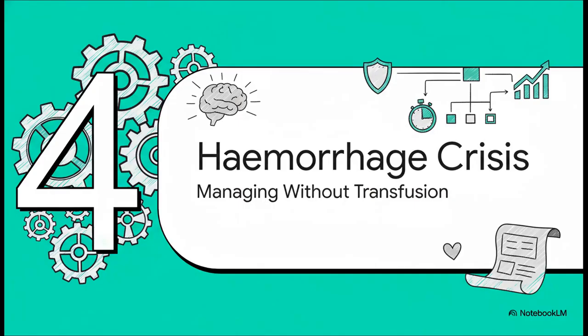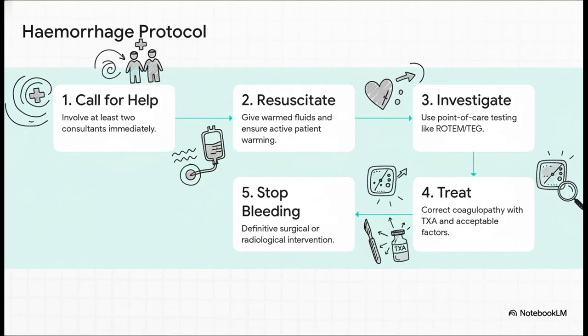Okay, deep breaths. This is the scenario we all hope never happens, but we absolutely have to be ready for it. This is where a calm, systematic response based on a pre-agreed crisis plan is non-negotiable. It's the ultimate test of all your preparation. So, in a major hemorrhage, you follow the protocol. And notice the first step: call for help. And that doesn't just mean one person. You need at least 2 consultants there now.